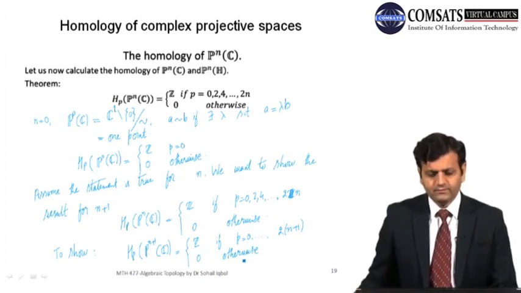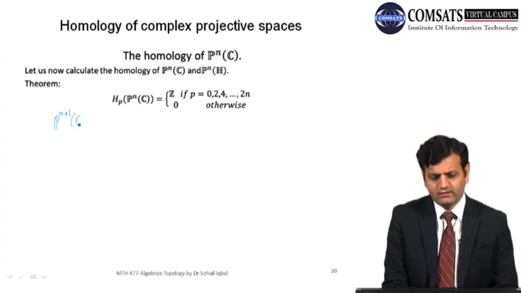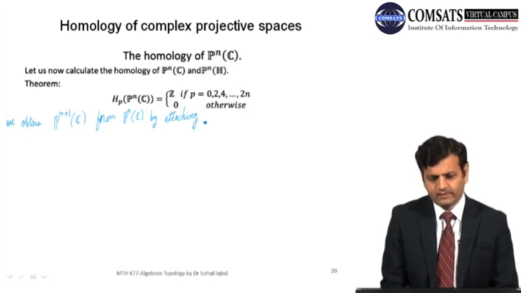Okay, now the first thing to notice is we obtain Pn+1C from PnC by attaching a 2n plus 2 cell.